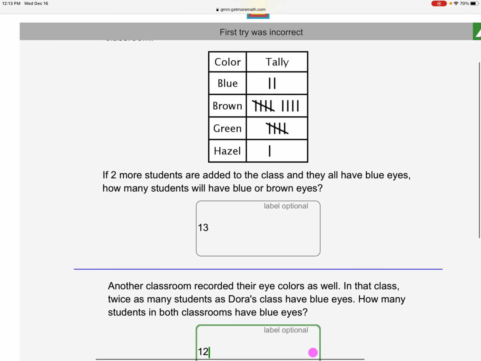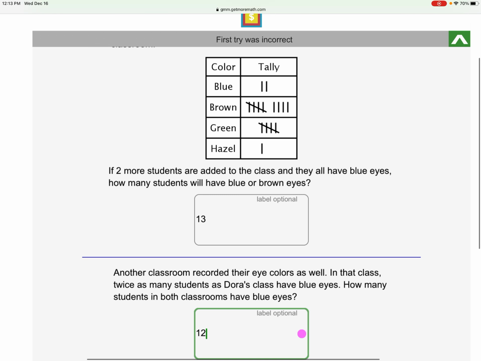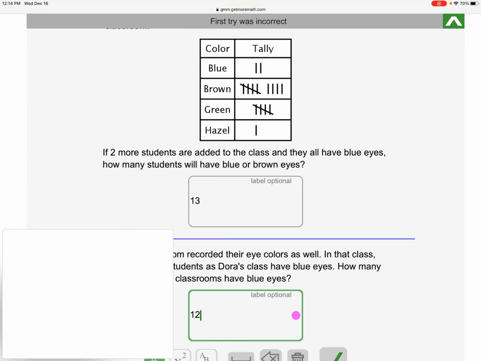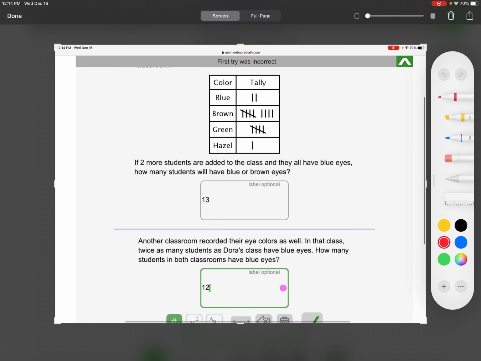All right, so the only other thought I really have here is maybe they want me to imagine I have 2 and I have twice as many in Dora's class. So 2 times 2 is 4. So Dora's class has 4, and then the 2 plus the 4 equals 6. I guess that means we needed to, oh, you know what? Okay, so maybe this will work.